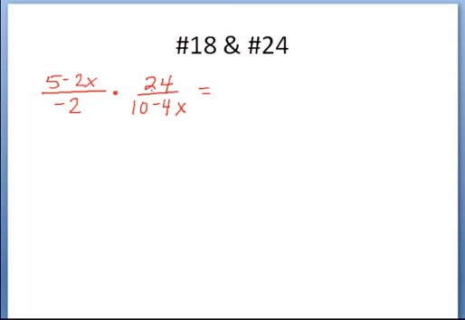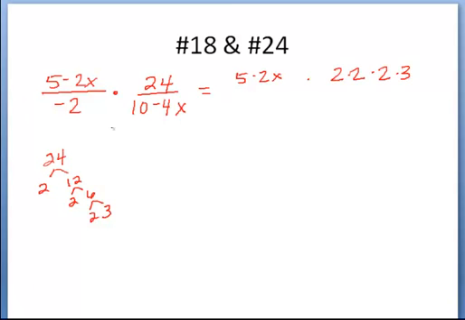24, can I factor 24 completely? So I'm going to rewrite 24. I'm going to do my factor tree down here. I'm going to rewrite this as 2 times 12, break down 12 to 2 times 6, break down 6 to 2 times 3. So you could rewrite this to be the factors 2 times 2 times 2 times 3. So I'm going to do that.